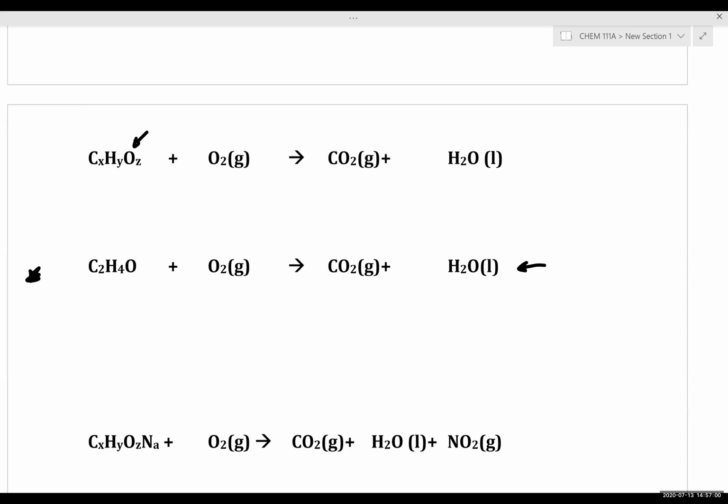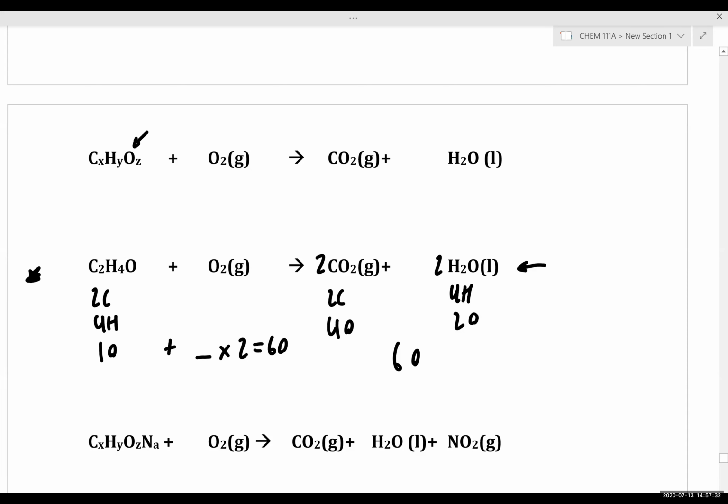And the balance coefficients I see in the chat look great so far. So let's discuss. So in this equation, we have 2 carbons, 4 hydrogens on the left. Let's start with carbon and hydrogen first. So we put a 2 in front of carbon dioxide and a 2 in front of water. That gives us 2 carbons, 4 oxygens, 4 hydrogens, and 2 oxygens. So that gives us 6 oxygens total. So 1 plus what times 2 would give us 6.